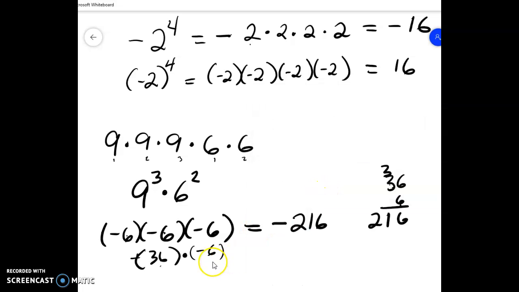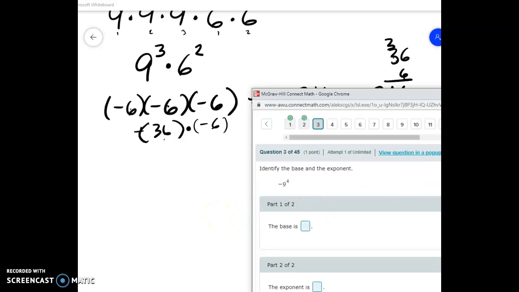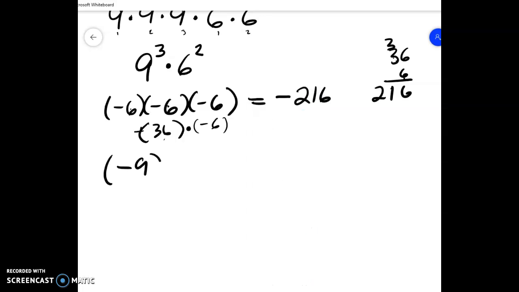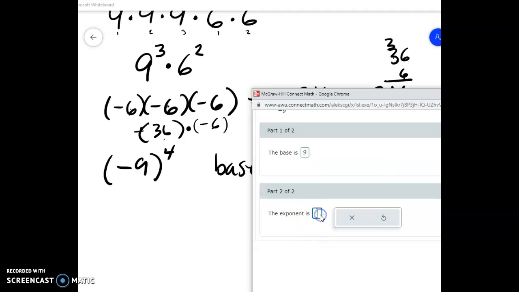All right, so here, this says identify the base and the exponent. So remember, if the negative sign is included in a parenthesis, you're going to say that's included as part of the base. Here, the negative sign is not part of the parenthesis, so what number am I multiplying by itself 4 times, just the 9. Now, if it was parenthesis, negative 9 to the 4th, then the base would be negative 9, but it's not. So because it does not have the parenthesis, my base is just 9. My exponent would be 4.